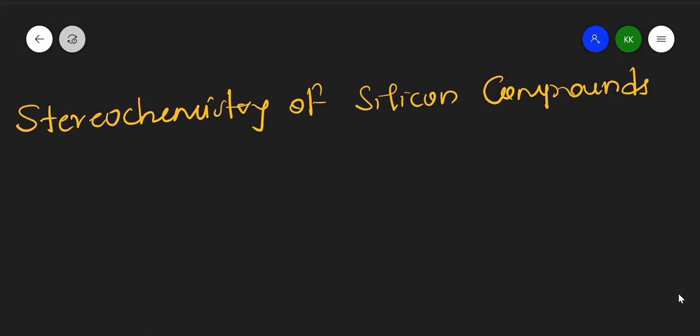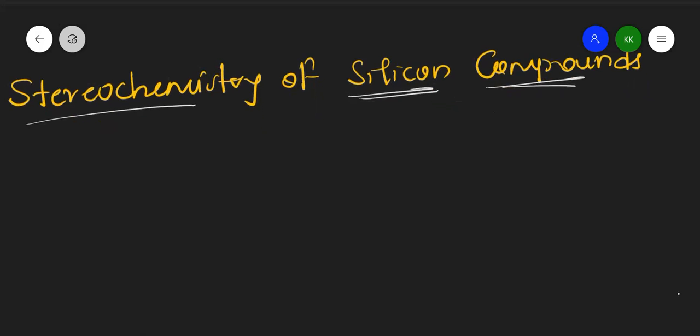So we were discussing the stereochemistry of elements other than carbon, right? In this video we are going to discuss the stereochemistry of silicon compounds. Silicon belongs to the carbon family. If you write the carbon family: carbon, silicon, germanium, tin and lead.